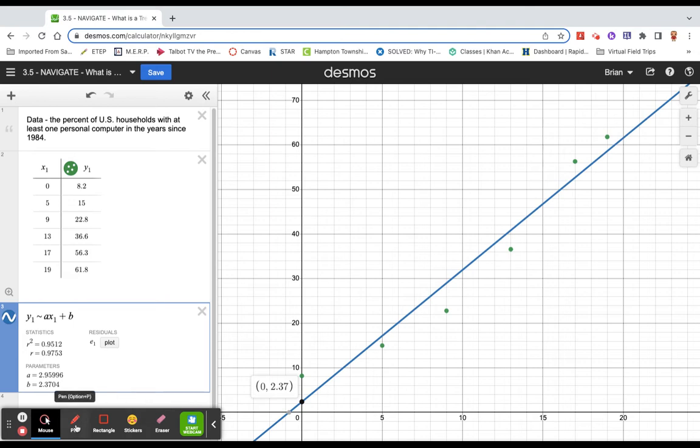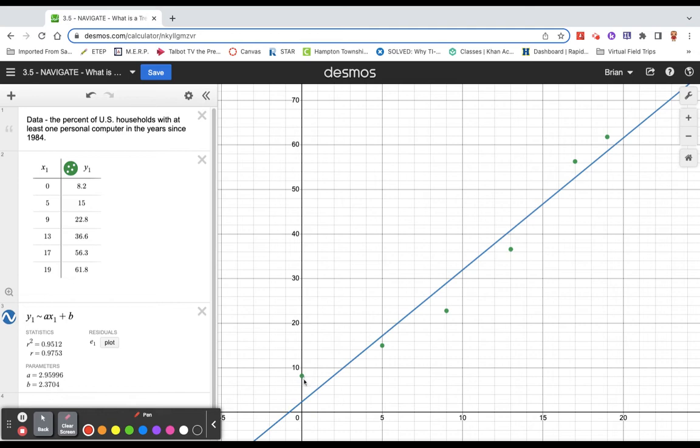So what are they talking about when we say minimize the error? What it's looking at is these distances right here. It's looking at how far away each one of those points is from the line. It's looking at those spaces right there.